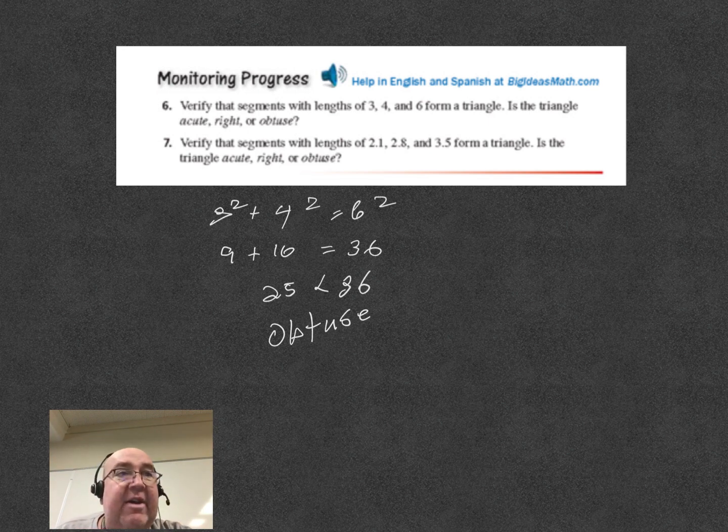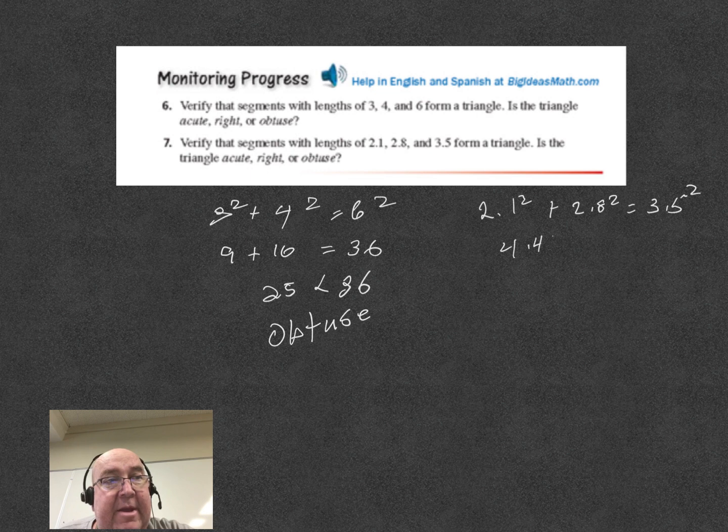Finally, we have 2.1 squared plus 2.8 squared. Let's see if it's equal to 3.5 squared. We get 4.41 plus 7.84, and we want to see if it's equal to 12.25. And it does add up to 12.25. So it is a right triangle.